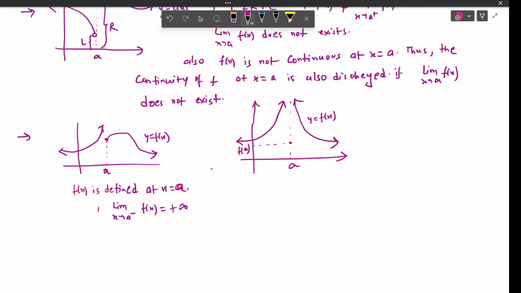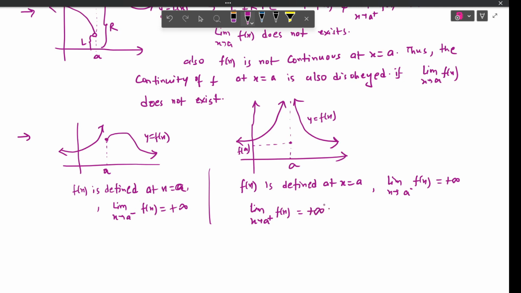And in this graph we can say f of x is defined at x equals a, limit x tends to a minus f of x equals plus infinity, and also we can say limit x tends to a plus f of x is plus infinity, right?